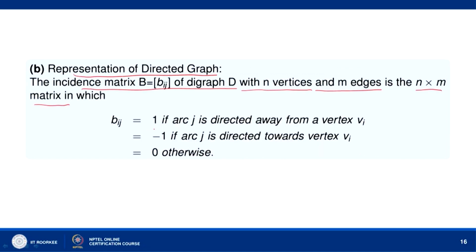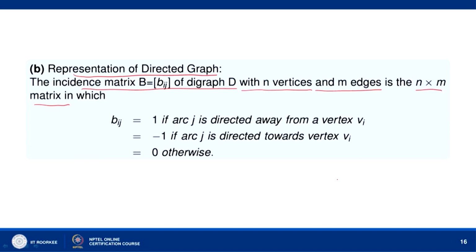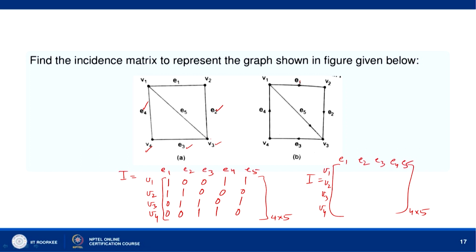Now, let us see how we define the incidence matrix for a directed graph. Bij equals 1 if arc j is directed away from vertex bi, and if it is directed towards, we put minus 1. So, here E1, is it directed towards or directed away? E1 is directed away from B1, and when it is directed away from B1 we put 1.